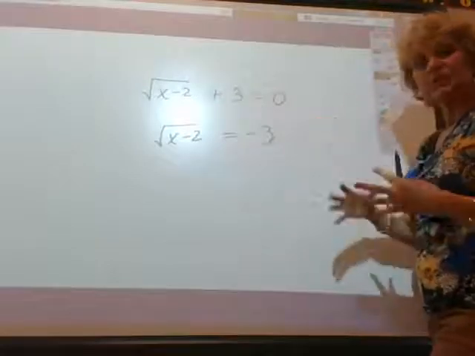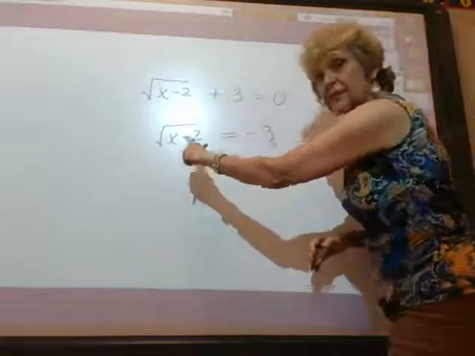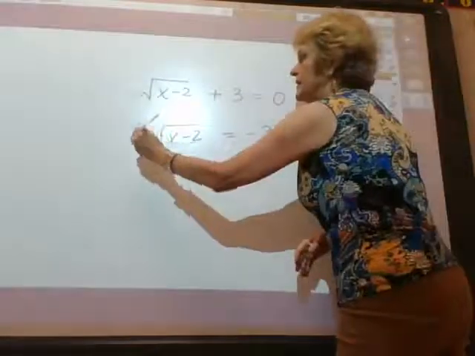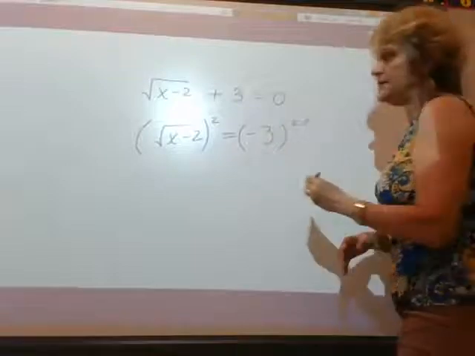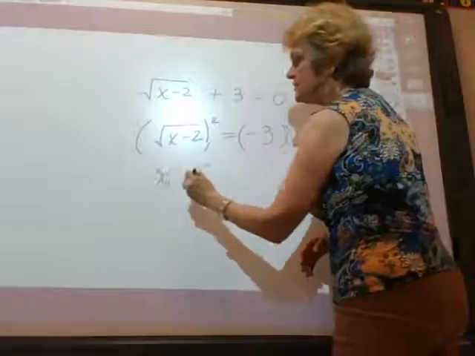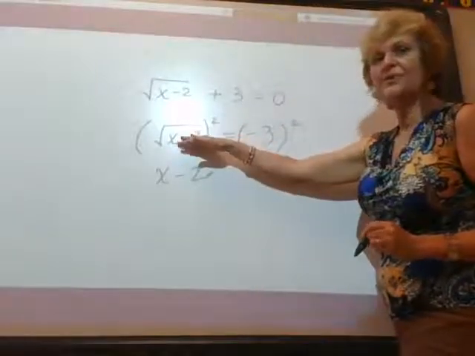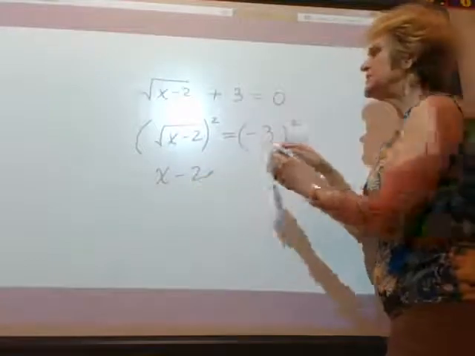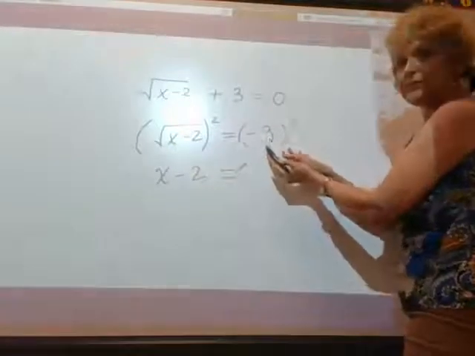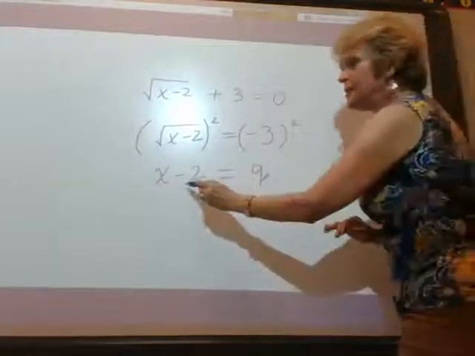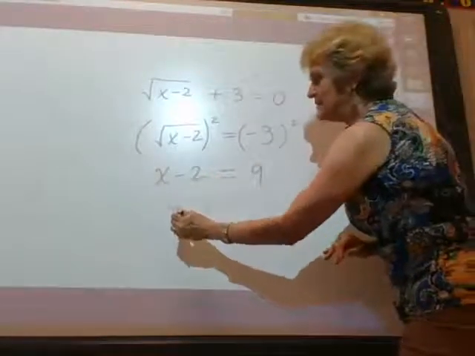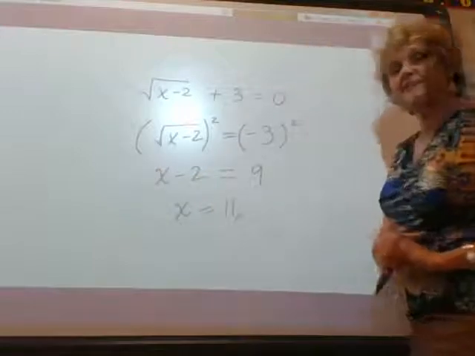Now, I'm going to square both sides so that the radical comes out, all right? Whatever I do to one side, I'll do to the other, okay? So x minus 2 will come out. I've squared the radical. The radicand comes out. Over here, negative 3 getting squared is 9. Okay? Now, I want to solve for x. I'm going to add 2, and I get x is 11.